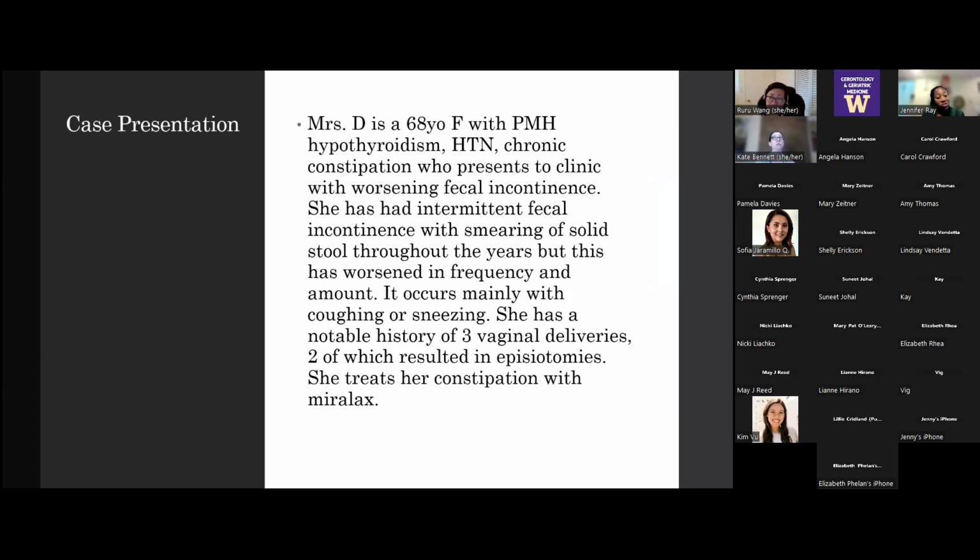She has a normal history, and I always ask my female patients what happened. Did you have children, and what happened with those deliveries? So she had 3 vaginal deliveries, 2 of which resulted in episiotomies or tears. And she is treating her constipation with Miralax.